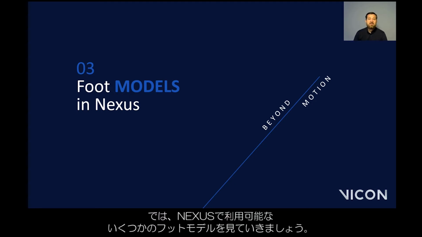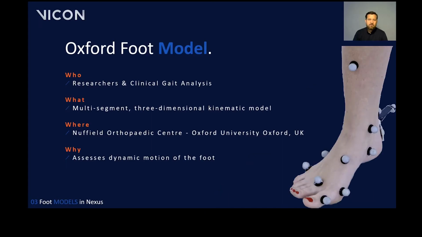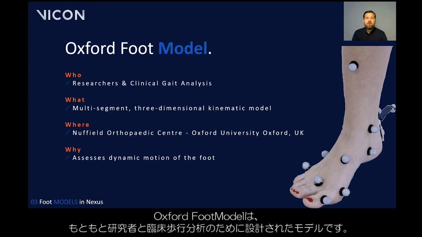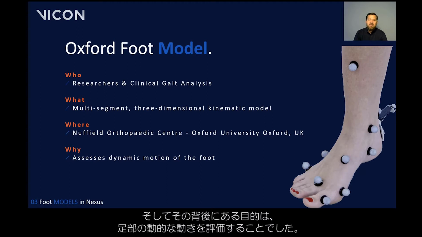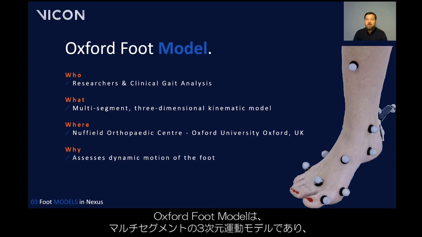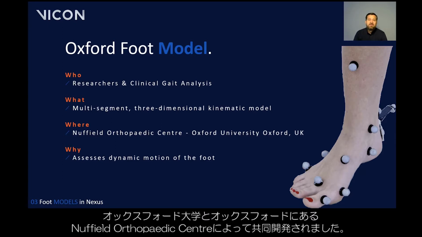So firstly, we'll be looking at some foot models available within Nexus. The first one we're going to look at is the Oxford Foot Model. The Oxford Foot Model was originally designed for researchers and clinical gait analysis, and the aim behind it was to assess dynamic motion of the foot. The Oxford Foot Model is a multi-segment, three-dimensional kinematic model, and it was developed by the Nuffield Orthopaedic Centre in Oxford in conjunction with Oxford University.